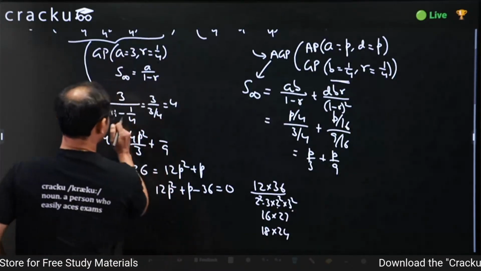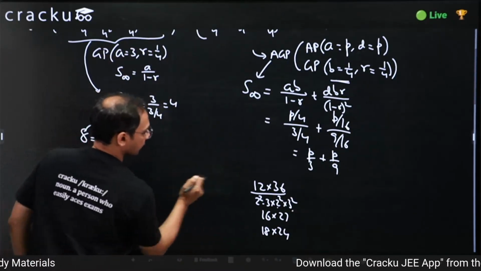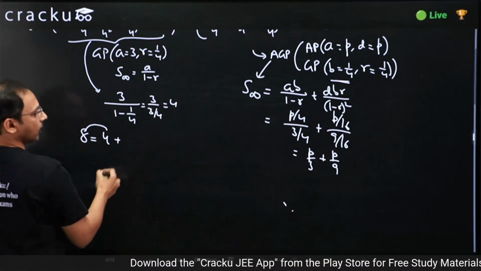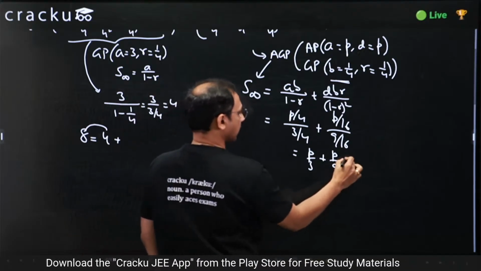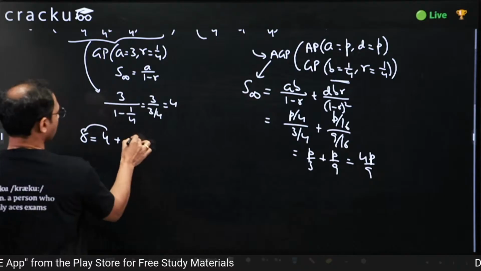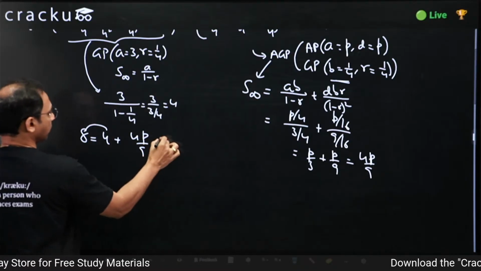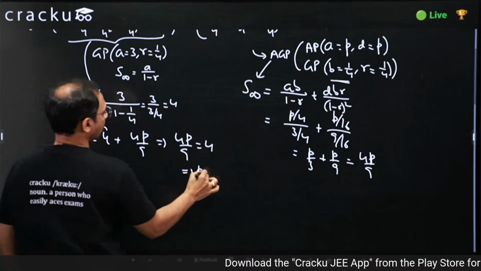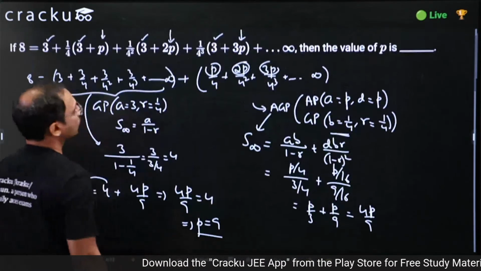Okay, so this one will become, what is P by 3 plus P by 9? This will be 3 plus 1, 4P by 9. So if I put 4P by 9 here, we get 4P by 9 is equal to 4, or P is equal to 9. That is the value of P.